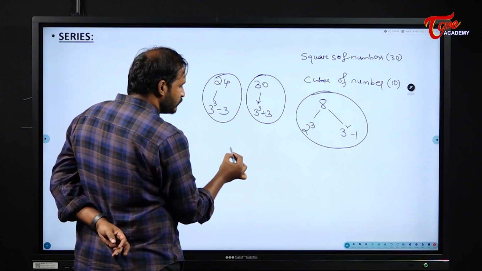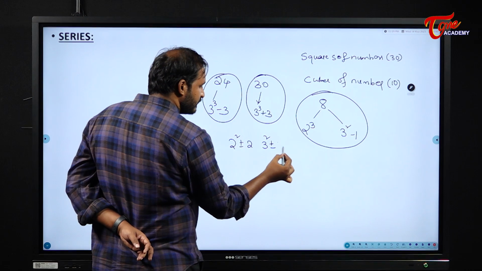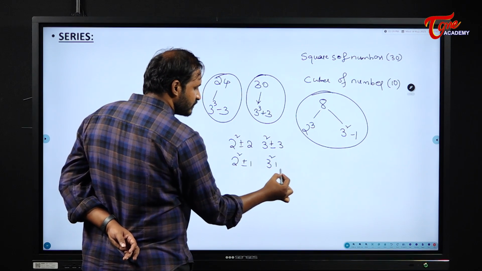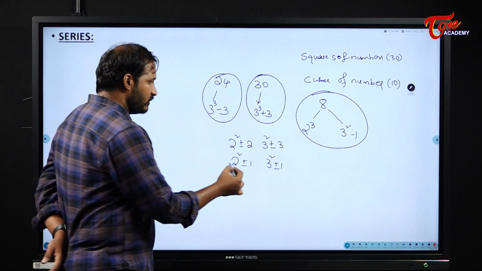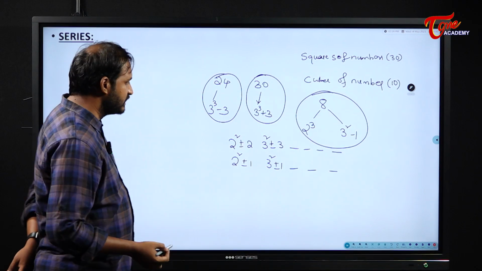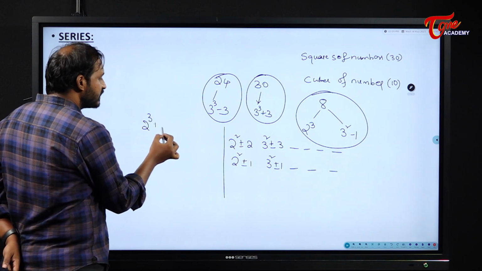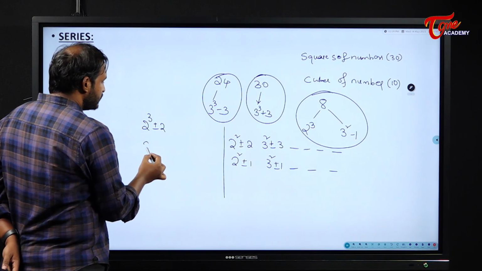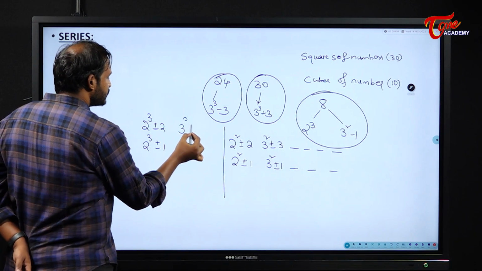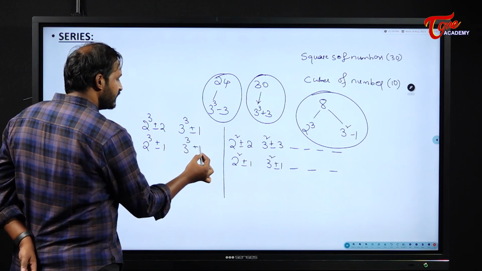Anything like 2 square plus or minus 2, similarly 3 square plus or minus 3, or else 2 square plus or minus 1, similarly 3 square plus or minus 1. Like this, not only for these numbers, for other numbers you need to be able to identify the things. And similarly, you should be able to identify 2 cube plus or minus 2 and 2 cube plus or minus 1. Similarly, 3 cube plus or minus 1, 3 cube plus or minus 3.